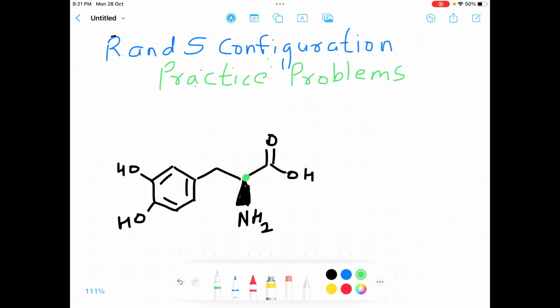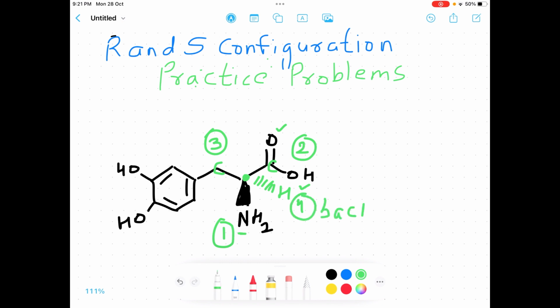Here we have a chiral carbon, and the chiral carbon is attached to an NH2 group through nitrogen, a carboxyl group through carbon, and methylbenzene through carbon, and hydrogen is on the back. So if we give the priority, nitrogen will get the first priority. So the NH2 group will have first priority, the carbon with the carbonyl and oxygen group second priority, and the CH2 group with benzene third priority, and the fourth priority will go to hydrogen.